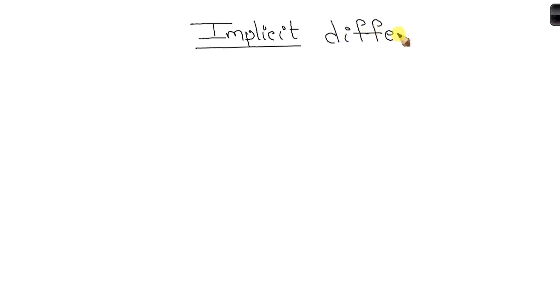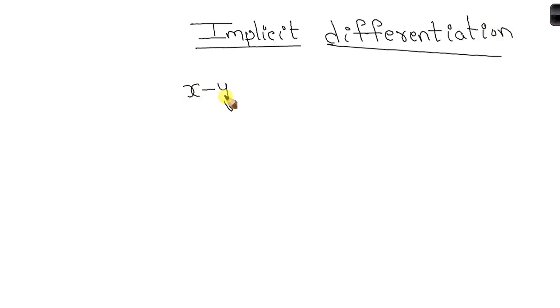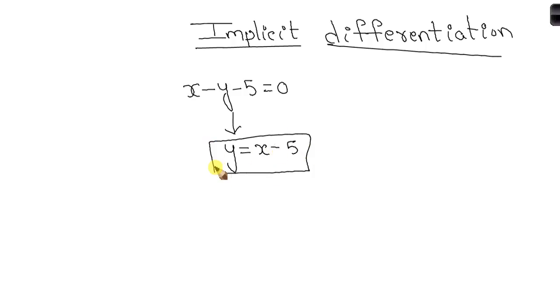We have learned the differentiation of those functions. For example, take an equation x minus y minus 5 is equal to 0. If I simplify it further, I can express the same equation as y is equal to x minus 5. I am able to express the function y in terms of x explicitly, so it is an explicit function.